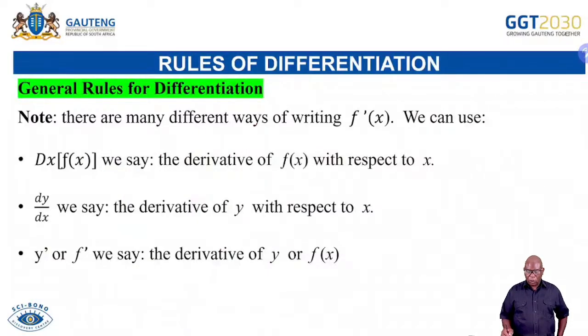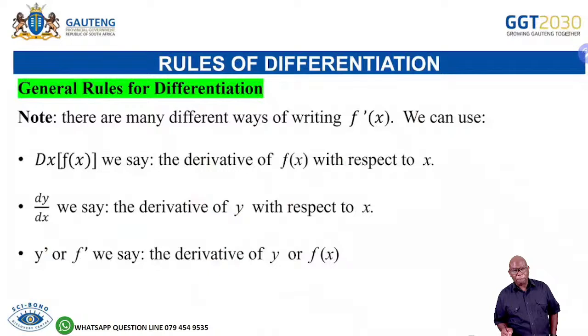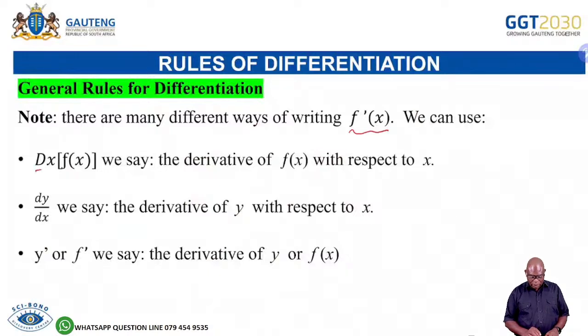Now let's look at the rules of differentiation. Now once we have done with the first principle, the next question there will be using the rules, the general rules of differentiation. Now we have got the rules, we no longer have a problem. There are many ways of writing that one. So that one, we've been using it now in the previous activities. Now there are other ones that are written like that.